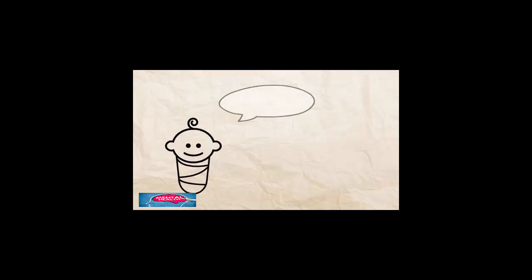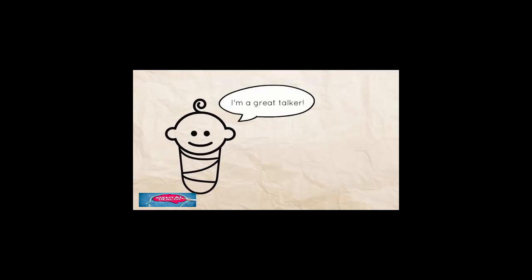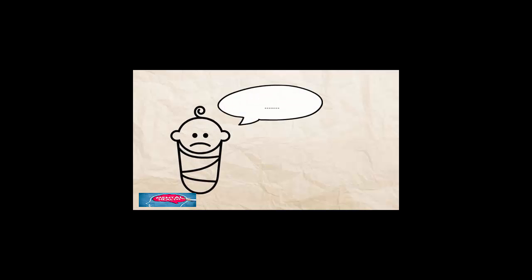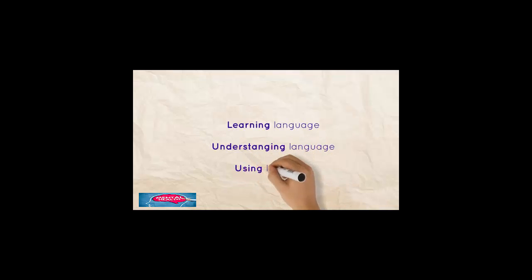Children typically learn to talk quite quickly and naturally. However, some children struggle to learn language, even though they show normal development in other areas. We call this a developmental language disorder. Developmental language disorders are characterized by difficulty learning language, understanding language, and using language.